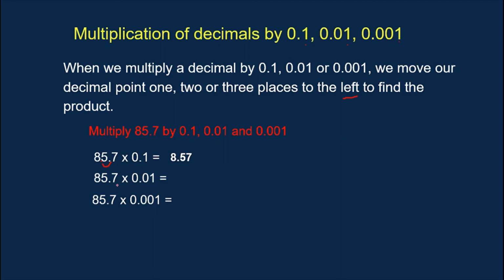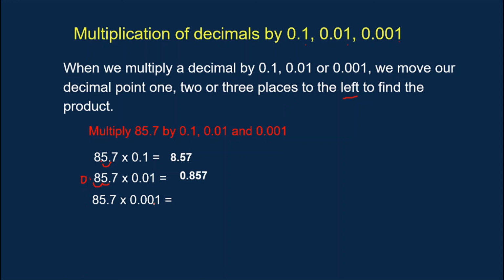For the next one, 85.7 times 1/100. So in 1/100, we have 2 places. It means we're going to move this one 2 places to the left. 1 and 2. So for our final answer, this will be now the position of our decimal point. Just affix 0 here. And for our final answer, we have 0.857.